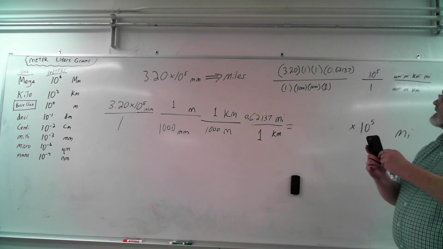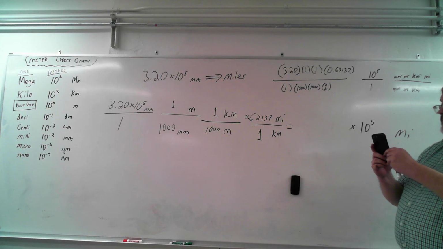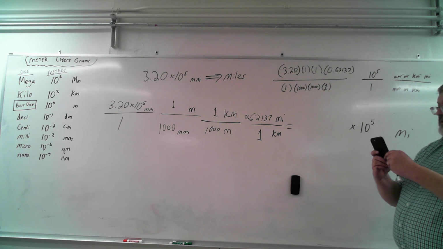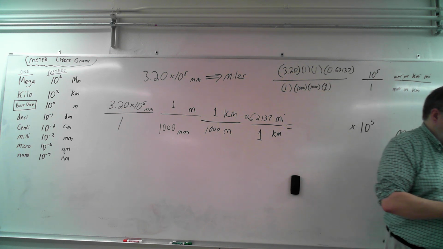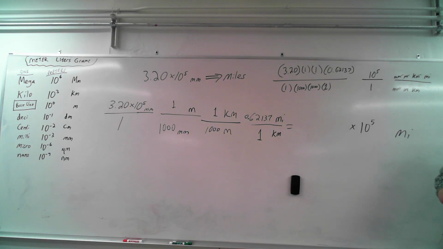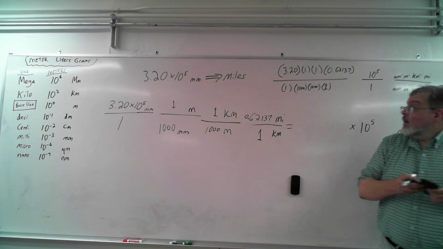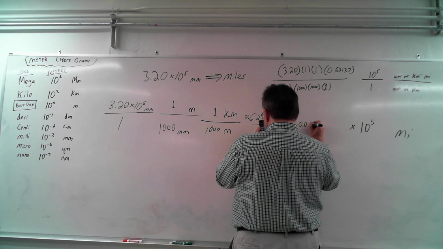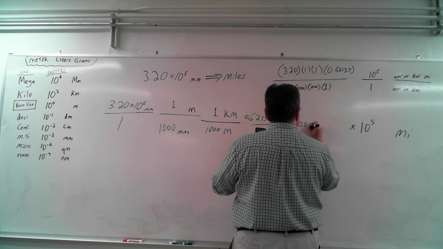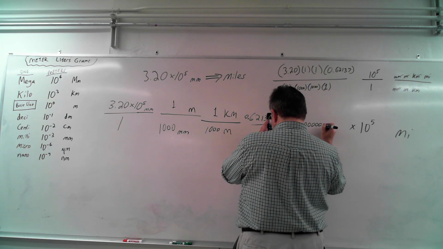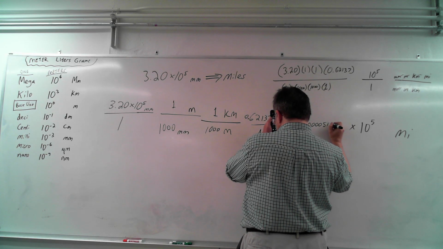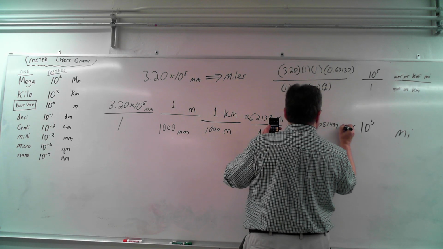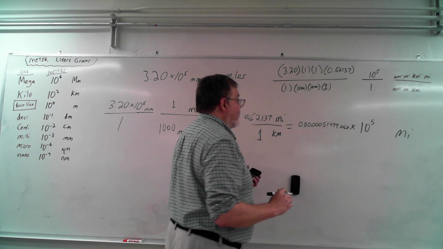3.20 times 0.62137 divided by 1,000 divided by 1,000. And what my calculator gives me is 1, 2, 3, 4, 5, 5, 1, 4, 9, 9, 1, 0, 6, 8. Of course, I'm not keeping all of that.